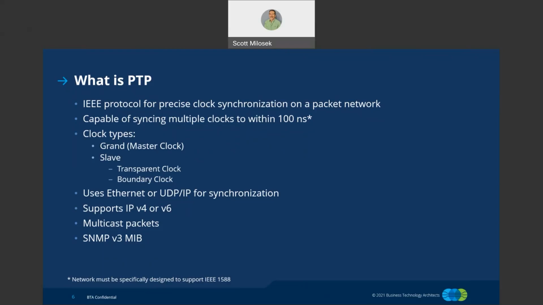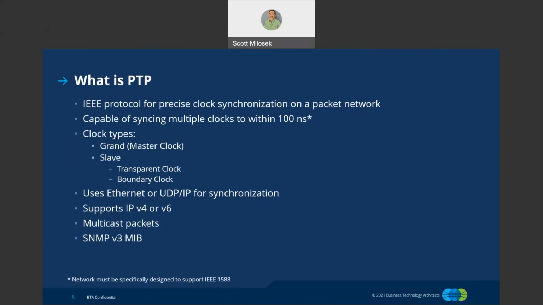Now on the network, there are several types of clocks. There's the grandmaster clock and the slave clock. The grandmaster clock is typically the dedicated piece of hardware that uses GPS to get its time from the satellites in the sky and then provides that timing to its slave clocks. There are two different types of slave clocks. There's a transparent clock and a boundary clock. We'll talk about those in just a minute.